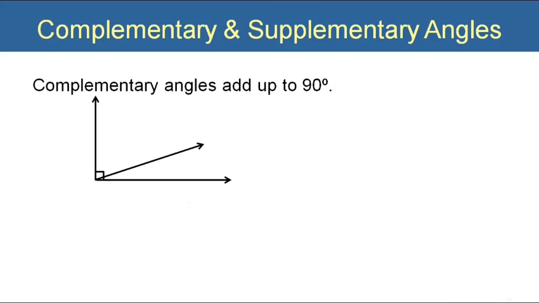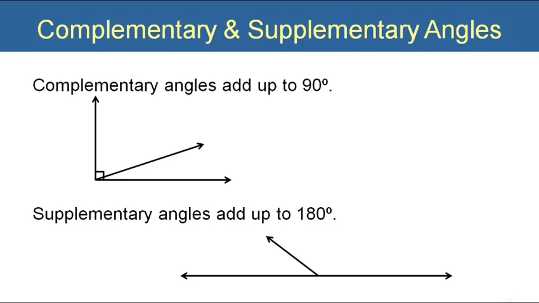And then we can talk about two angles at a time. Complementary angles are two angles that add up to 90 degrees. Supplementary angles are two angles that add up to 180 degrees.